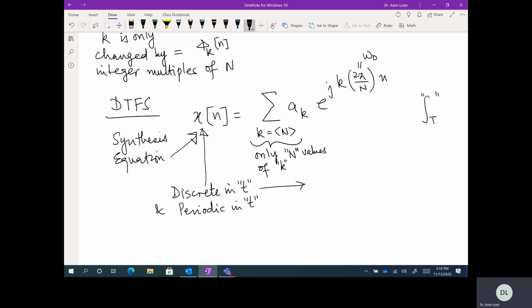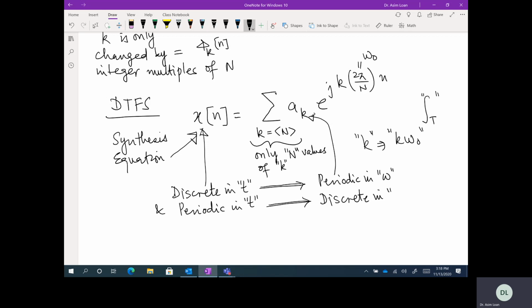So this discreteness should imply this a_k should be periodic in omega. Again, this k is k omega naught. So k implies k omega naught. Always remember this k is actually implying k omega naught. So that's where the frequency comes in. And this periodicity implies this is discrete in omega. So this is the basic difference.